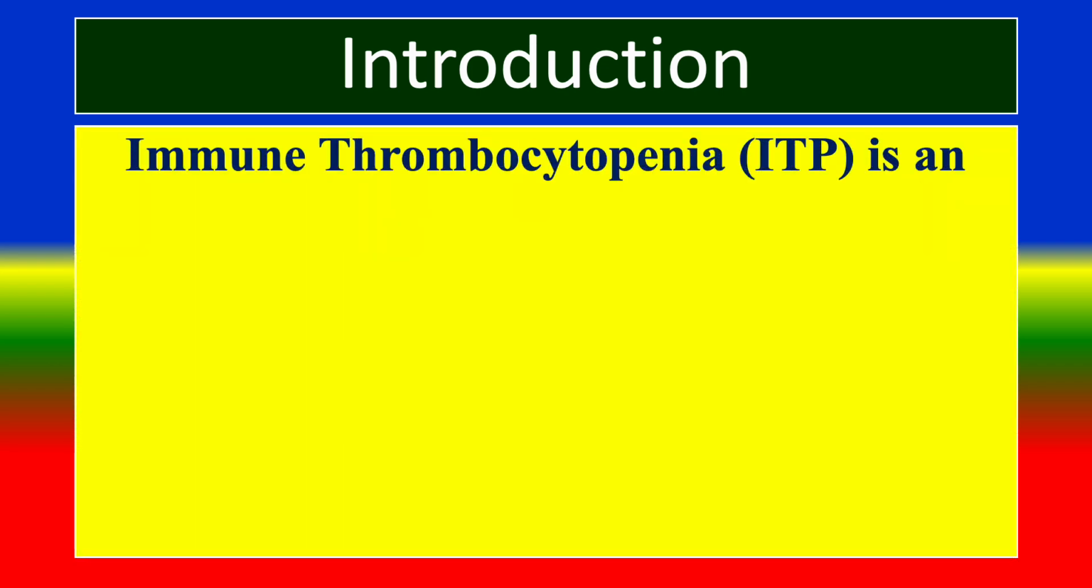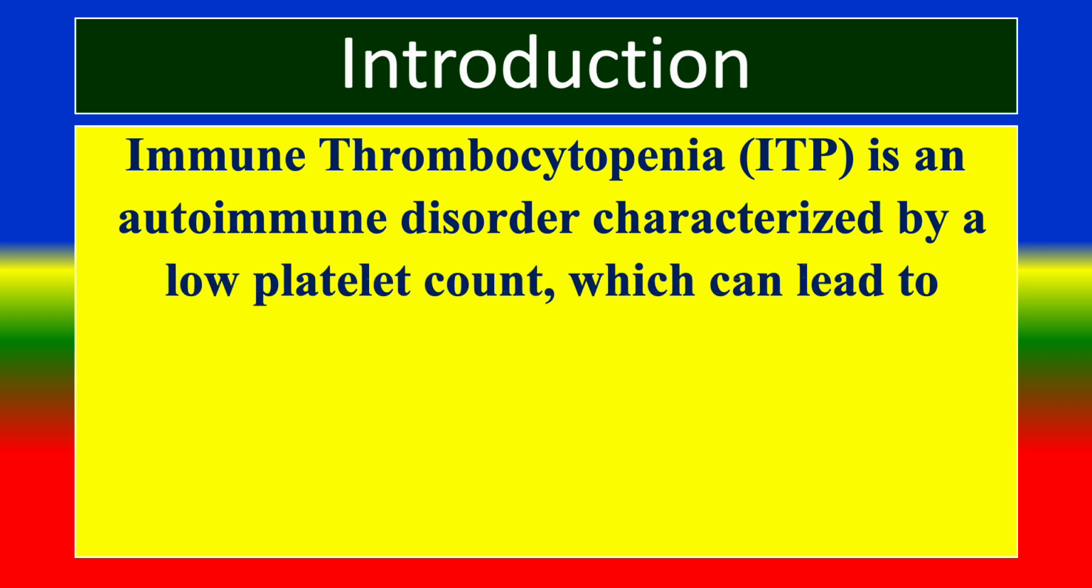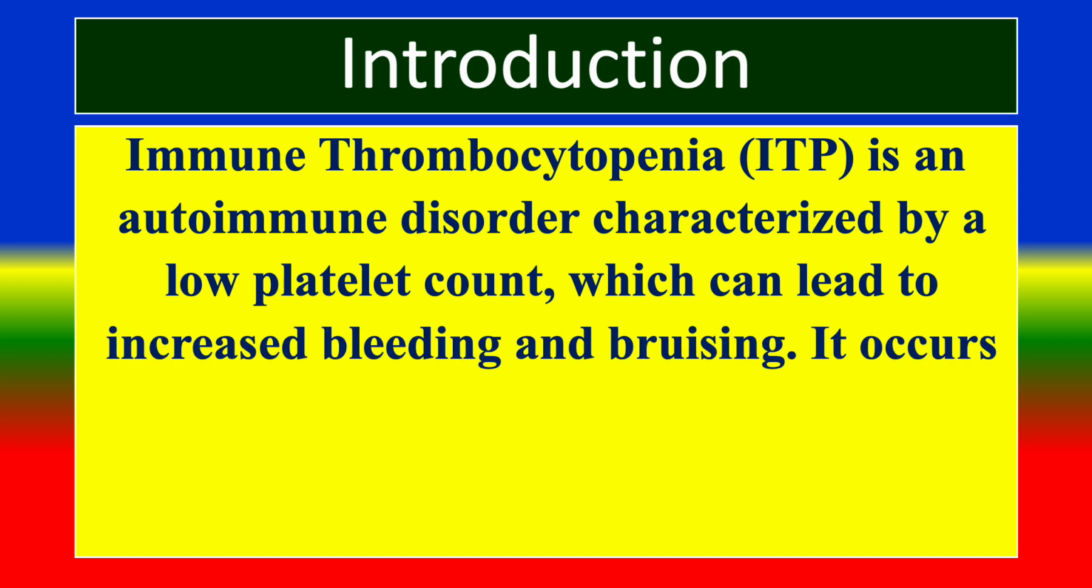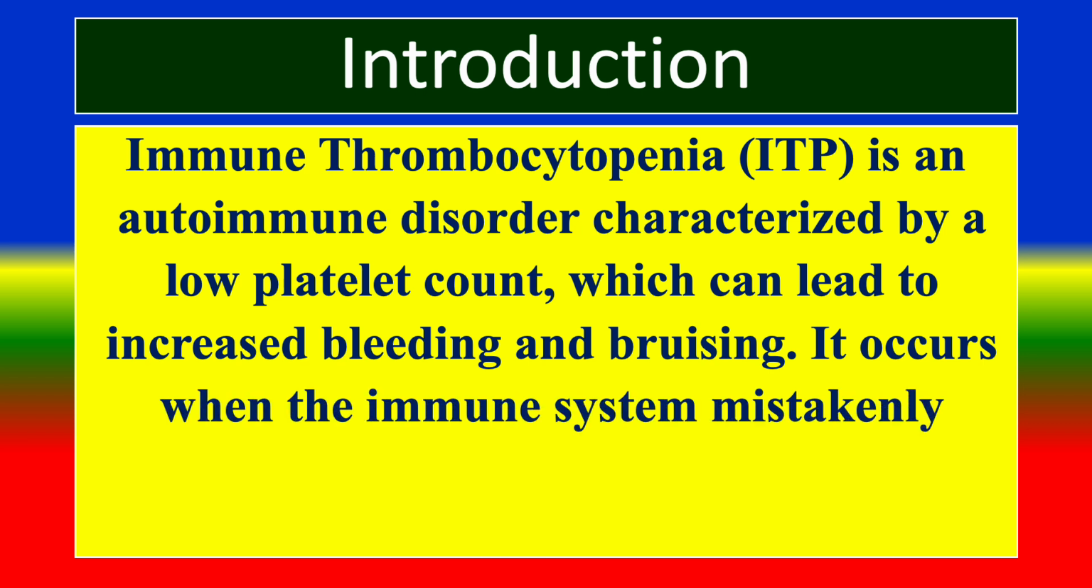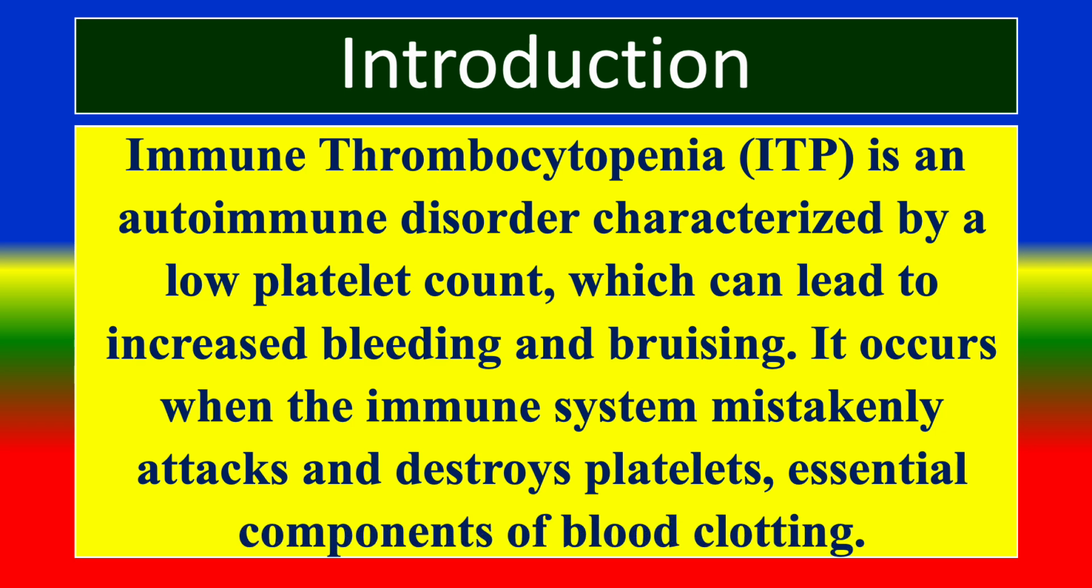Immune thrombocytopenia is an autoimmune disorder characterized by a low platelet count, which can lead to increased bleeding and bruising. It occurs when the immune system mistakenly attacks and destroys platelets, essential components of blood clotting.